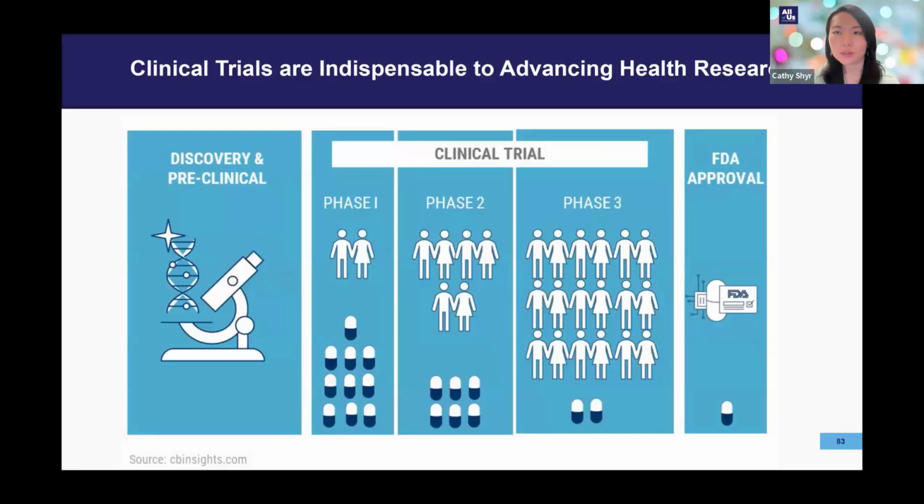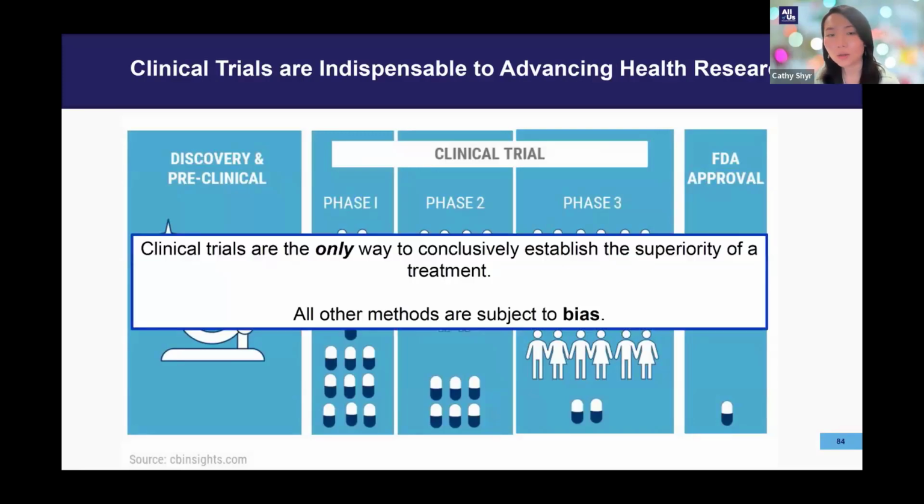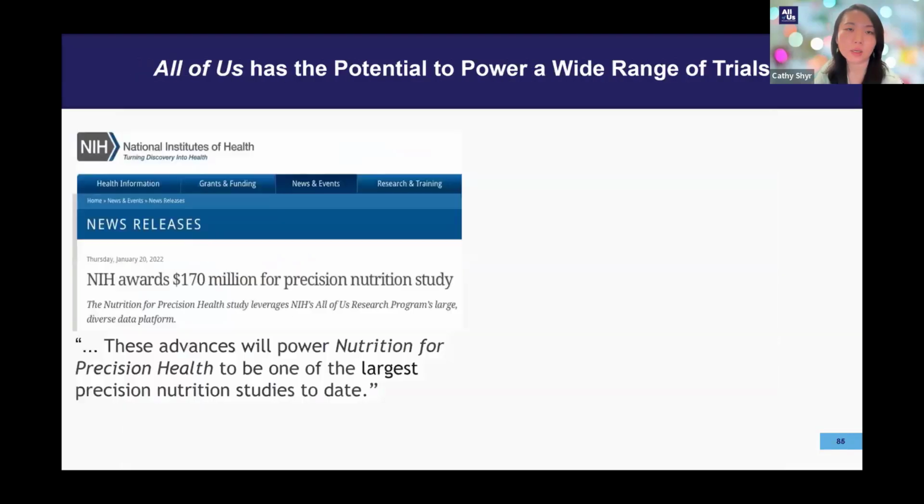So clinical trials, I think as many of us or all of us on this call can agree, are incredibly important to advancing health research. And clinical trials are the only way to conclusively establish the superiority of a treatment, and all other methods are subject to bias. Now, one of the really exciting things about the All of Us research program is that it has the potential to power a wide range of trials or randomized studies.